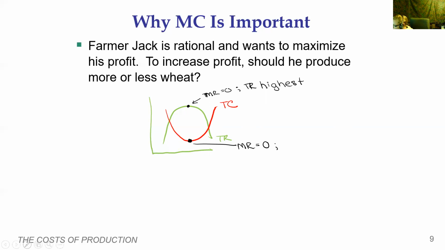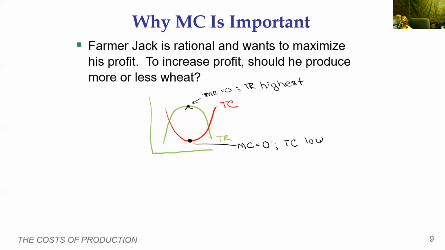That's wrong. Marginal cost is equal to 0. Let me erase that for just a minute. There we go. Okay. Marginal cost is equal to 0. So this is where total cost is as low as it can possibly be.